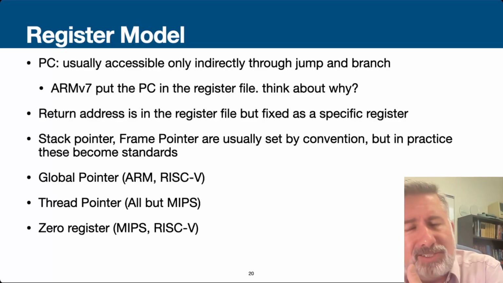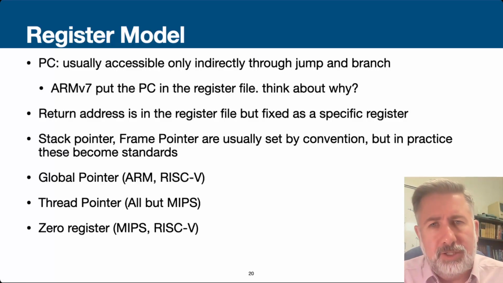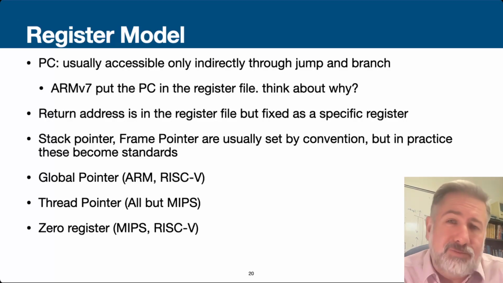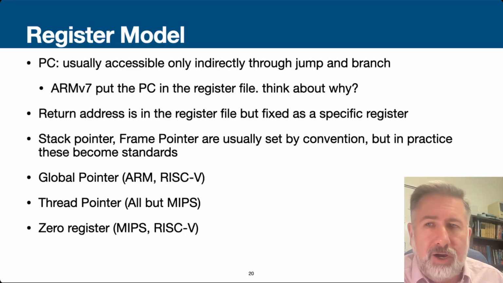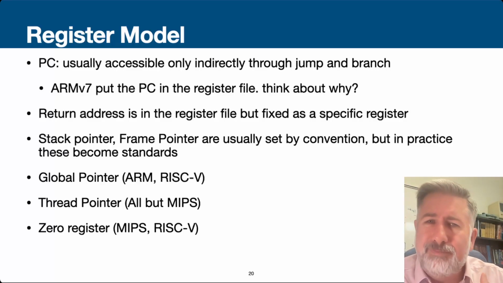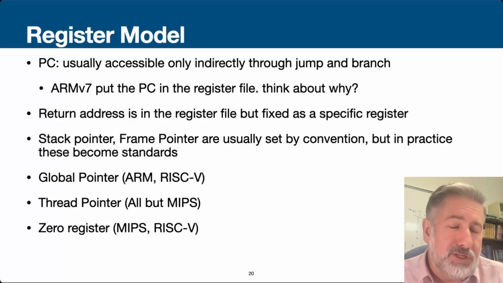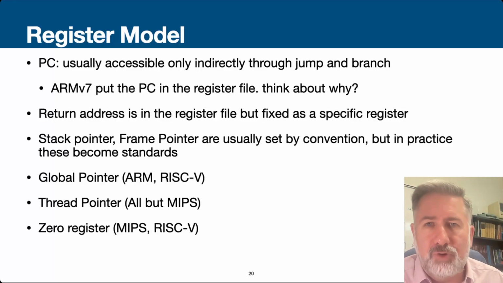What about the return address? This is usually in the register file, but also it's fixed as a specific register so that it can be hard-coded into a jump to subroutine or a return from subroutine. Sometimes these things are hard-coded, sometimes they're not. Sometimes they're conventions, and sometimes they're built in. The other kind of pointers that you'll see sometimes are the stack pointer and the frame pointer. This is important for subroutine calls. Usually they're set by convention, but in practice, because everybody's using the same address for the stack pointer, it becomes fixed. And so, although you shouldn't be implementing this in hardware, the stack pointer is always the same register, right?